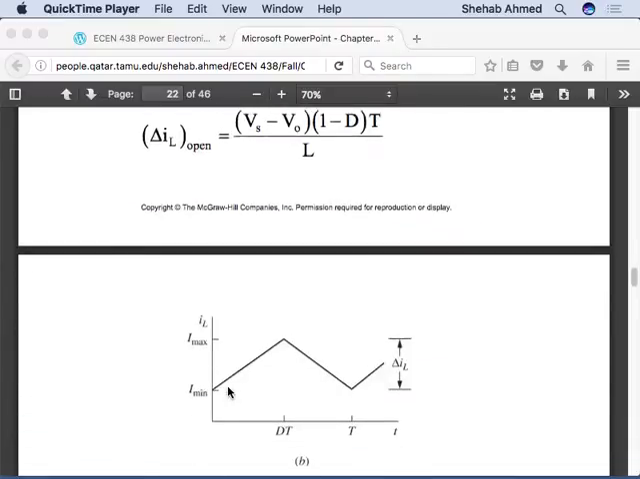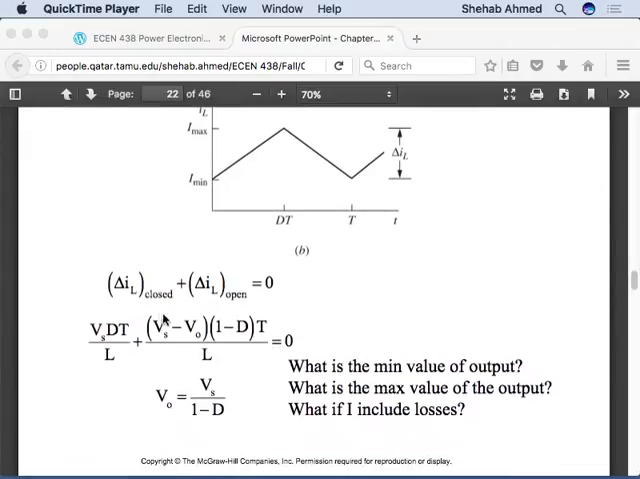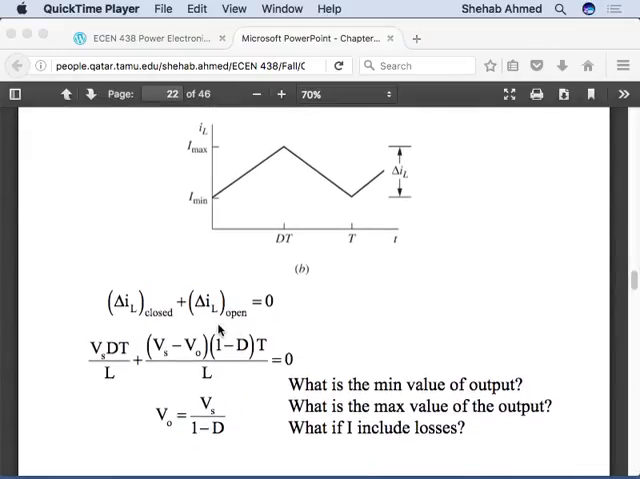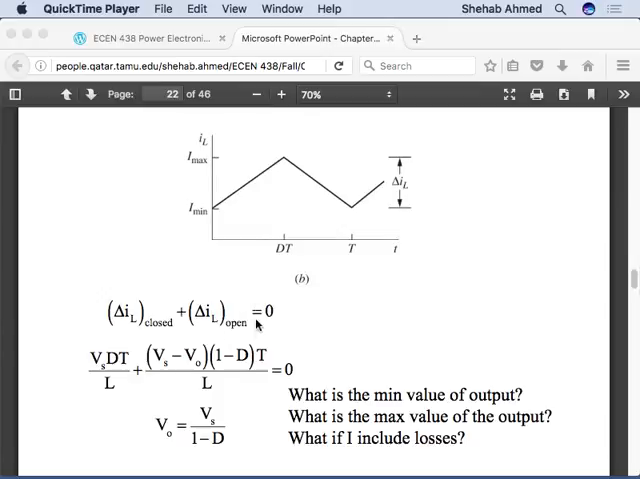So we add the two up, and because we are operating in steady state, the current will not change, so the sum of these two is 0. Then we take the two equations that we derived before and solve for the voltage transfer ratio of this boost converter. If we look at this equation, what is the minimum value of the output?